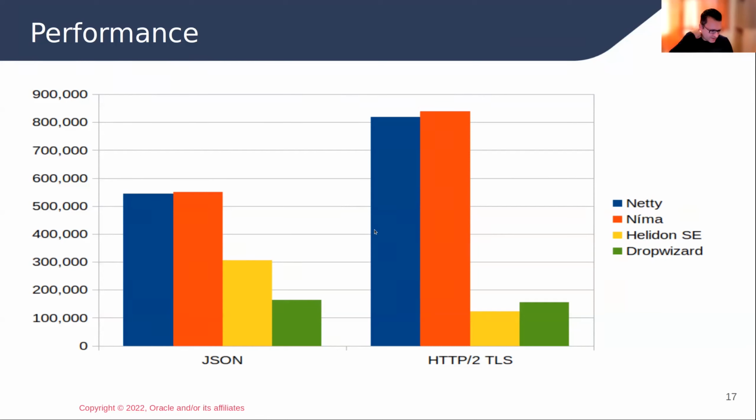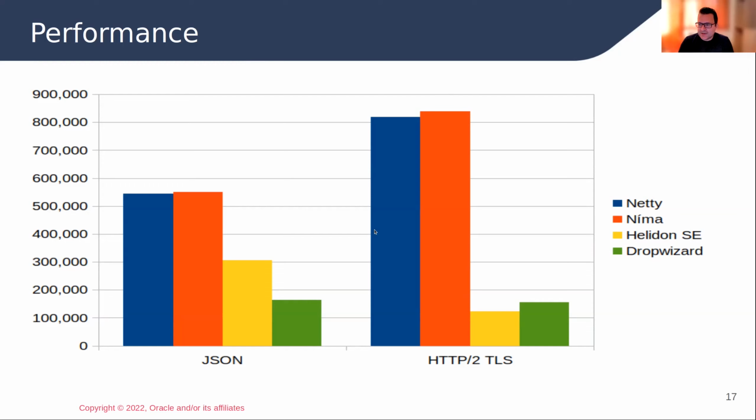And Drop Wizard, I have been a bit unfair here for including it. I just wanted to include one of the inversion of control frameworks because it supports injection. It uses JAX-RS. It's a full-fledged framework. And that's one of the reasons why the performance is worse.